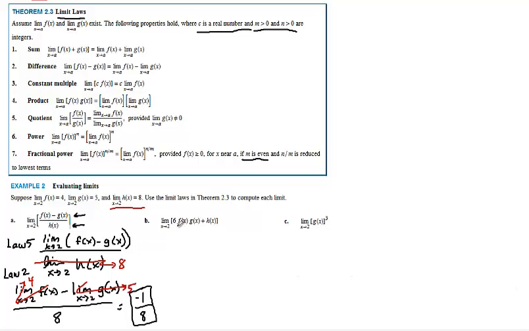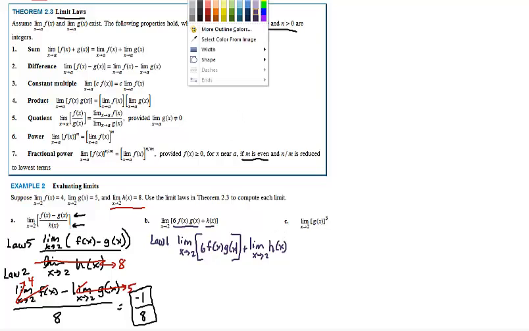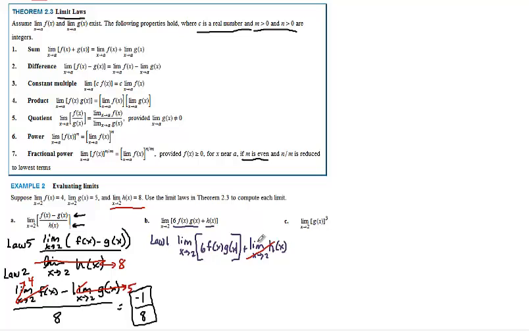Next, I see two chunks here. I see this chunk and I see that chunk. I'm going to break that apart using law 1. So I'll have the limit as x goes to 2 of 6f of x g of x, that's that chunk, plus the limit as x goes to 2 of h of x. Lucky for me, I know what that one is. That one, as I found out before, is an 8.